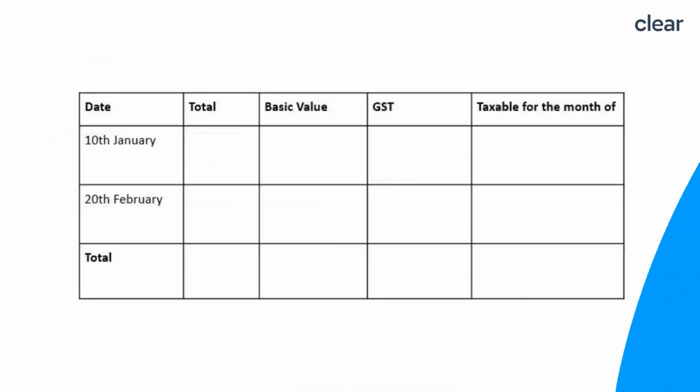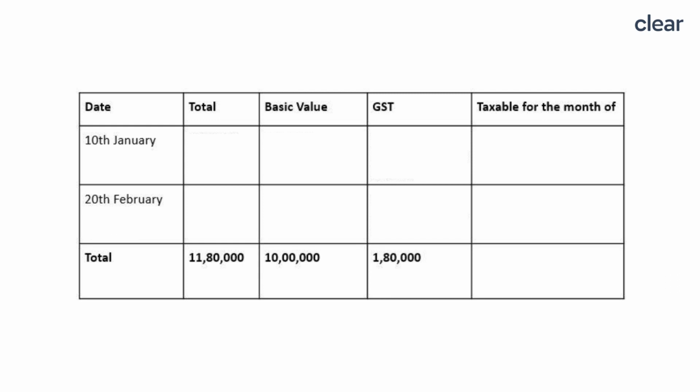Let's understand the treatment of advance under GST with the help of an example. Suppose you have entered into a contract to provide services worth rupees 10 lakh by 20th February. The total invoice value along with GST at 18% is rupees 11 lakh 80,000. You received an advance of rupees 4 lakh on 10 January and balance payment of rupees 7 lakh 80,000 on 20th February. Also, you raised the invoice on 20th February.